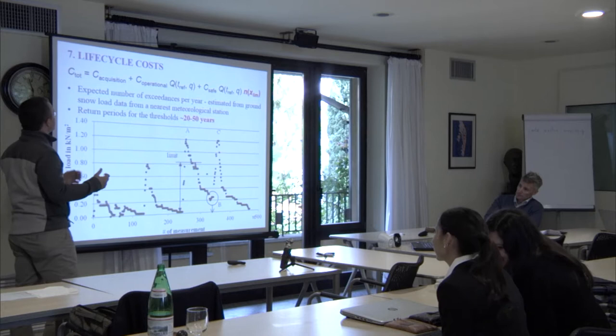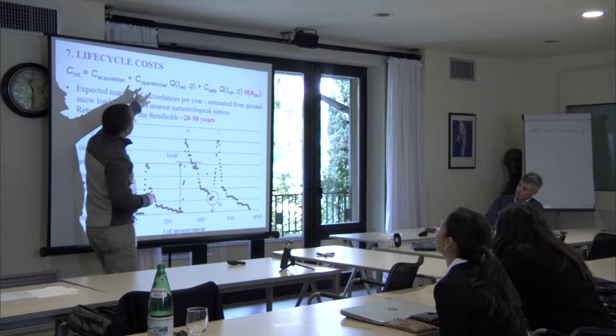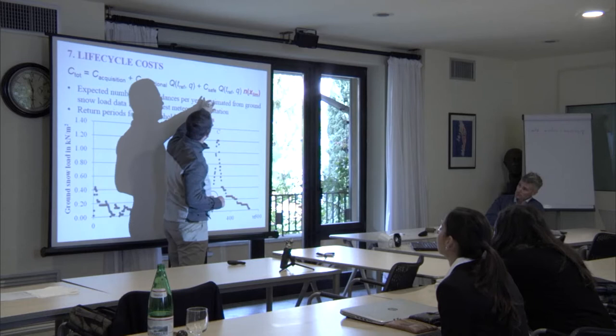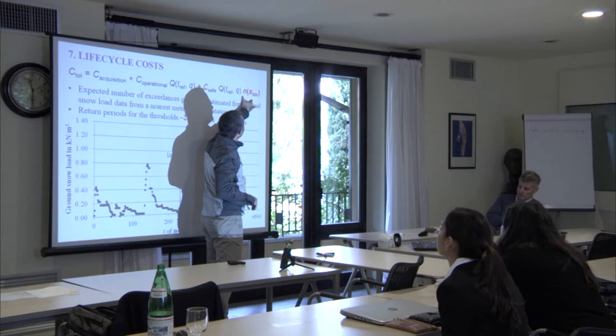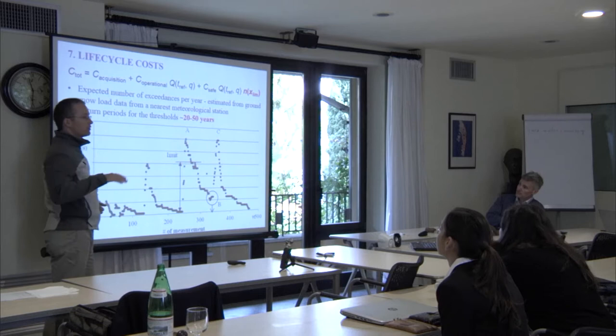So in general, we have some acquisition costs, some operational costs, and some time factor. I will skip that. And then we have costs of safety measures if the threshold is exceeded, again multiplied by some time factor, but we have to think about how frequent the situation is that the threshold is exceeded.